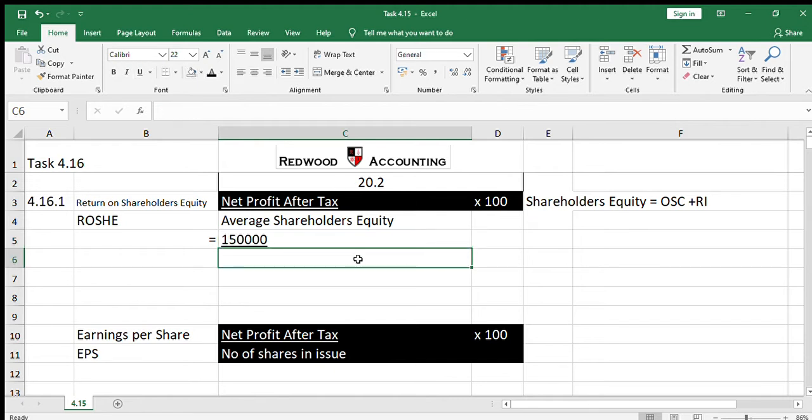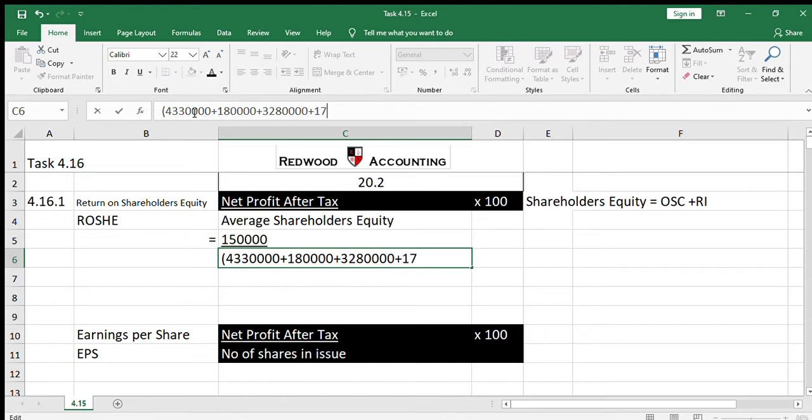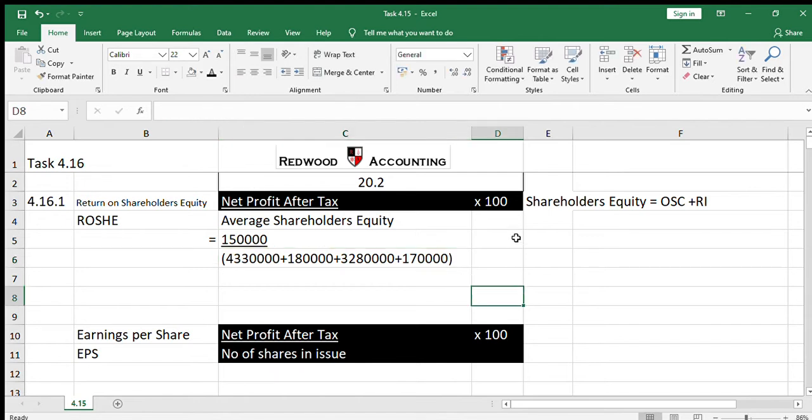Okay, average shareholders' equity. Okay, so shareholders' equity is ordinary share capital plus retained income. Average, that means you're going to take the figures for this year, the figures for last year, add them all up and divide by 2. The order doesn't matter. So 4,330,000 ordinary share capital of this year plus 180,000 retained income of this year, 3,280,000 ordinary share capital of last year and 170,000 retained income for last year. Okay, so that's the denominator. We're going to multiply it by 100.